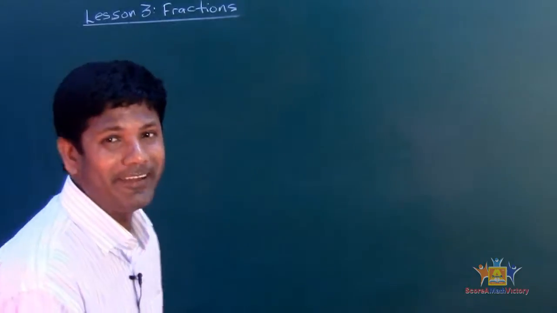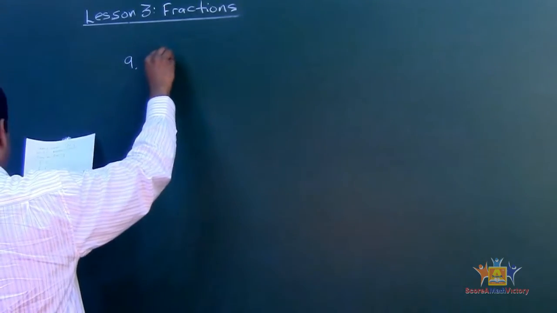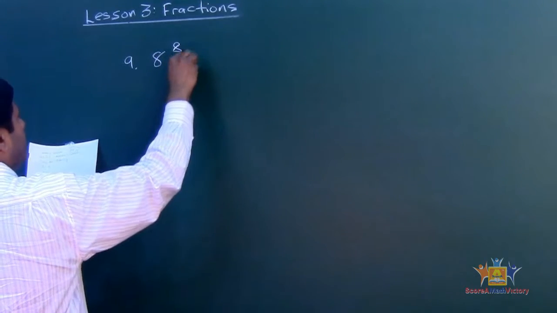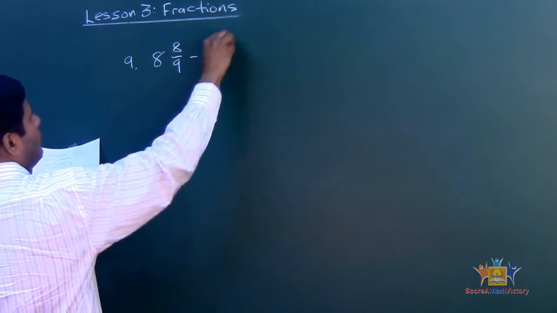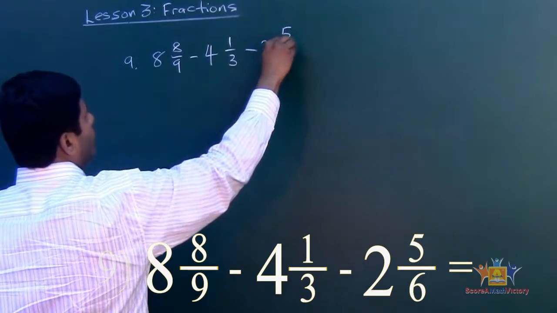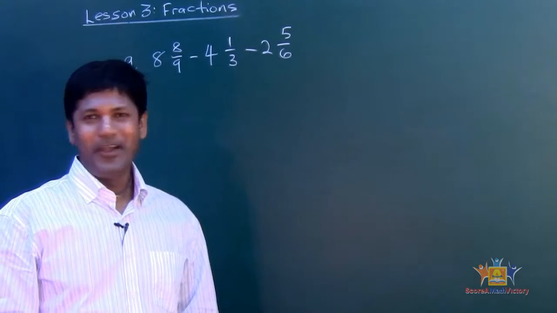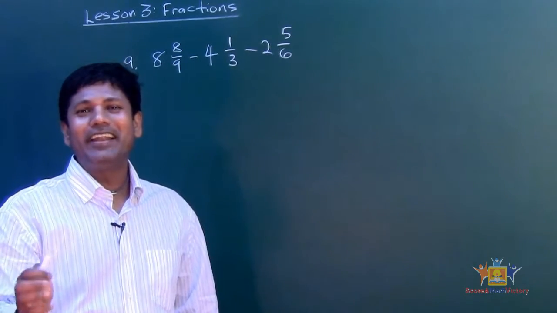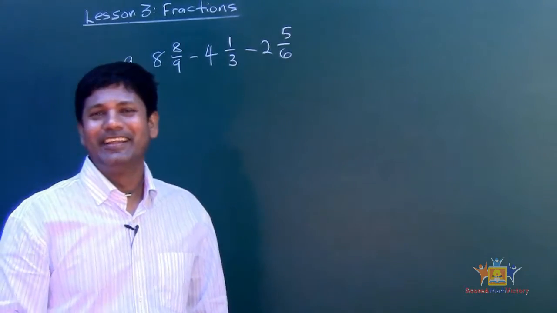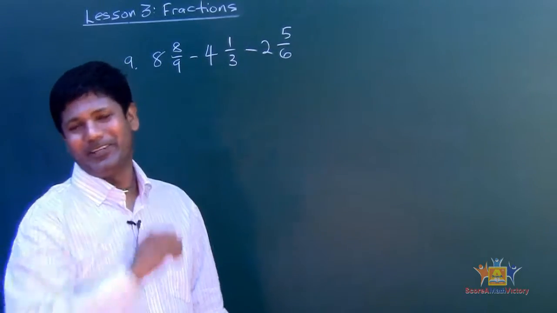Alright, problem number 9. Now let's look at problem number 9. So we've got 8 over 9 minus 4 1 over 3 minus 2 5 over 6. No, don't get nervous. It's easy, isn't it? Alright, good. I'm glad to hear that.